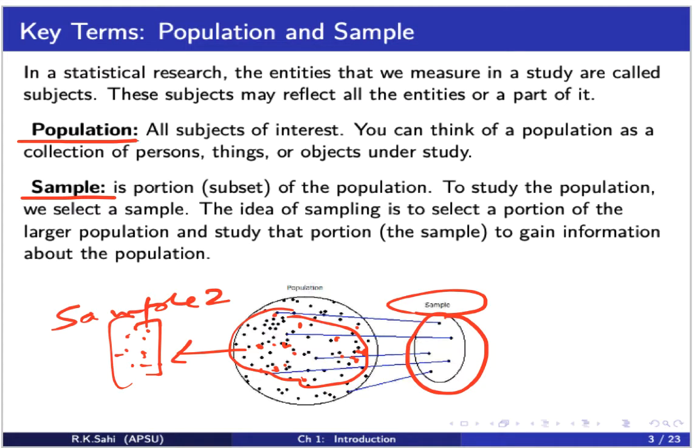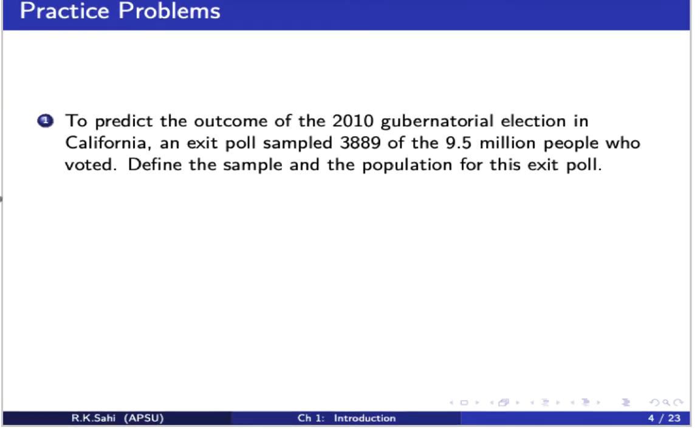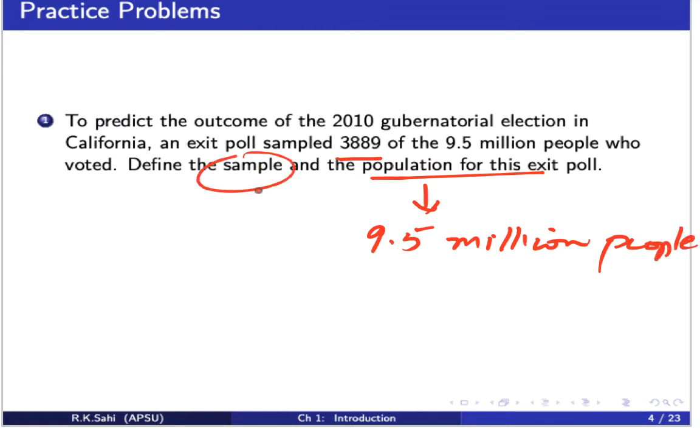Then let's look at one example. Suppose we would like to predict the outcome of the 2010 elections in California. An exit poll was taken out of the whole 9.5 million people who voted in those elections, and the exit poll took a sample of 3,889 of those people. So the population for this exit poll would be 9.5 million people. But what would be the sample? The sample would be those 3,889 people who had voted in these elections in California.